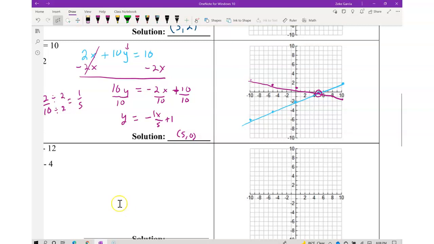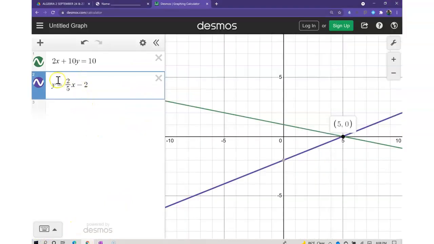So now what I'm going to do is I'm going to show you the answer in Desmos. Remember that you can type in 2x plus 10y equals 10 and y equals 2/5 x minus 2. Just like that, when you take the test, you can do that and you can find the intersection.